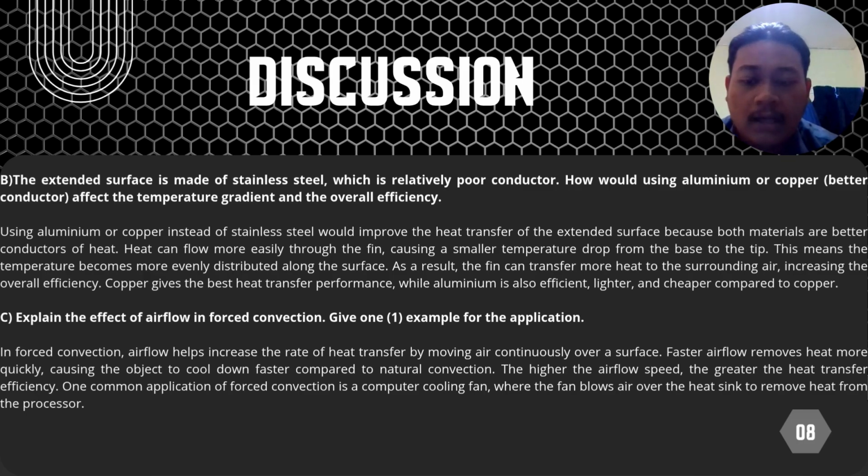The answer: airflow accelerates heat transfer in forced convection by constantly circulating air across a heated surface. Increased air velocity dissipates heat rapidly, leading to quicker cooling than natural convection. Essentially, faster airflow directly boosts heat transfer efficiency. A typical example is a computer's cooling fan, which forces air over a heat sink to draw heat away from the processor.